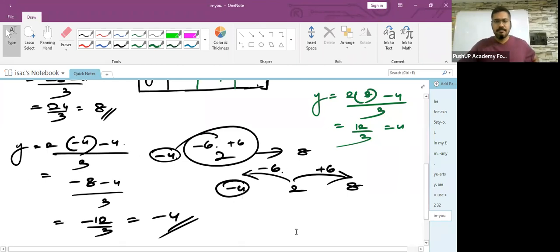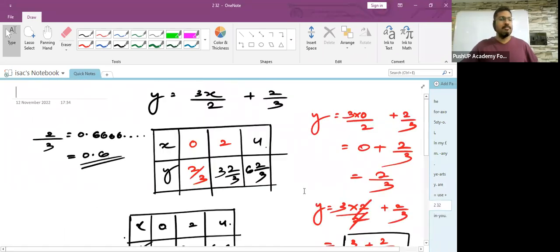Animesh, is it clear? Yes, sir. The line has to be straight. It has to be straight. There is no other way. It has to be.